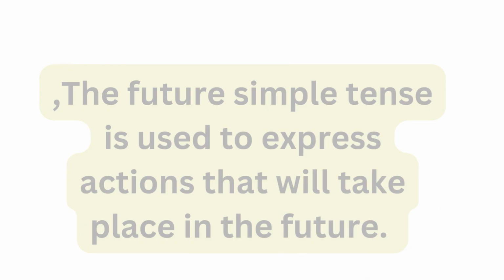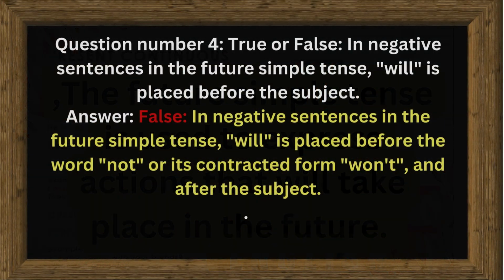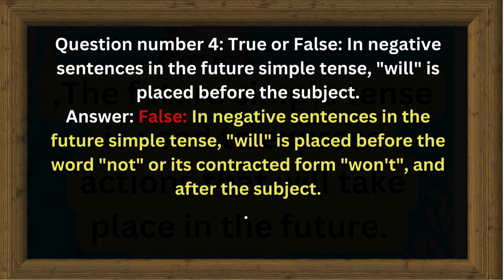Question number 4. True or false? Negative sentences in future simple tense. Will is placed before the subject. Answer. False. In negative sentences in the future simple tense, will is placed before the word not or its contracted form won't, and after the subject.